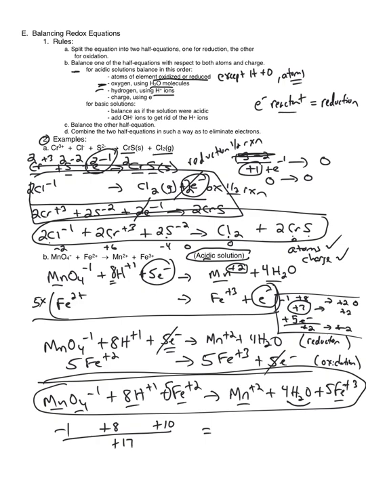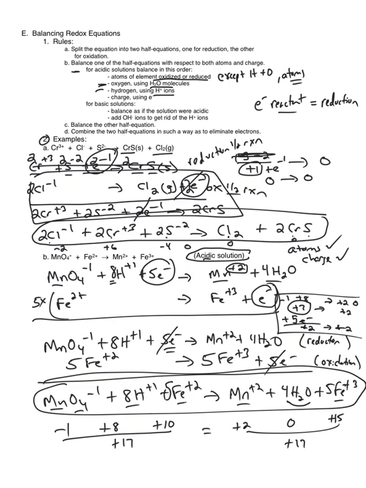On the right side, there's 1 manganese for +2. The water is electrically neutral. And 5 times +3 gives me +15. That adds up to +17. The charge is also balanced. The charges do not have to be 0 and 0 on each side. We have +17 on the left, +17 on the right. This reaction is overall balanced.